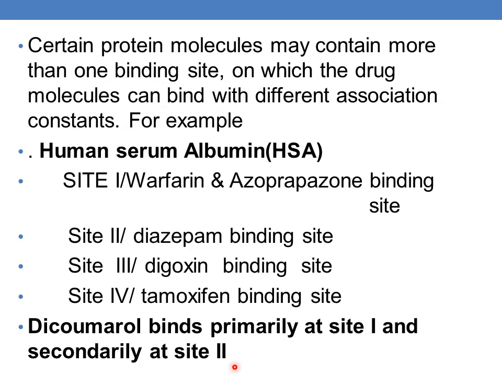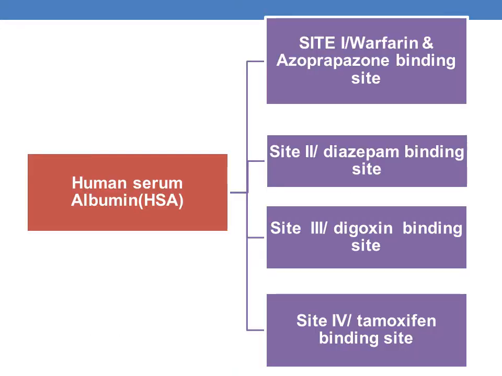So human serum albumin is a protein which has 4 binding sites. Here is the human serum albumin and its 4 binding sites. Site 1 is also called the warfarin or azapropazone binding site, whereas site 2 is called the diazepam binding site, site 3 is called the digoxin binding site, and site 4 is called the tamoxifen binding site. Dicoumarol binds to site 1 primarily and it also prefers to bind to site 2.